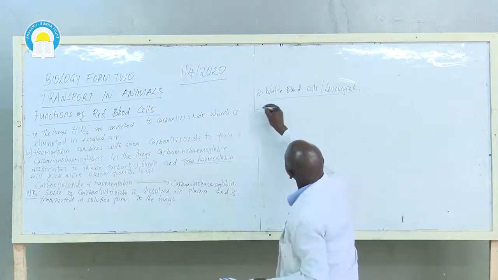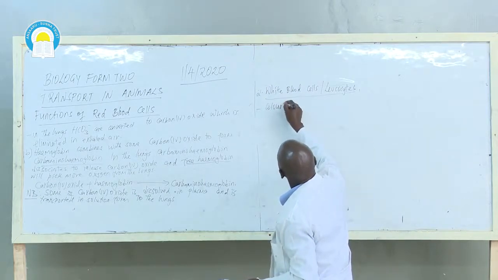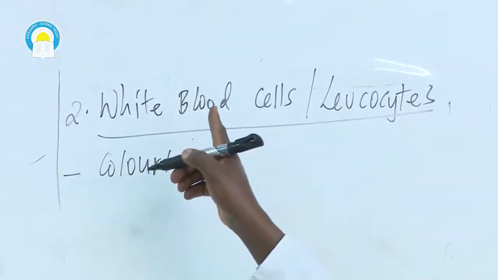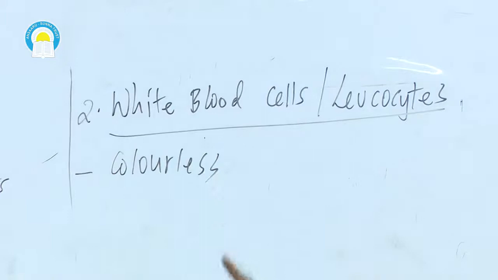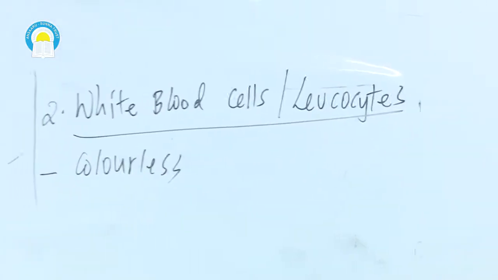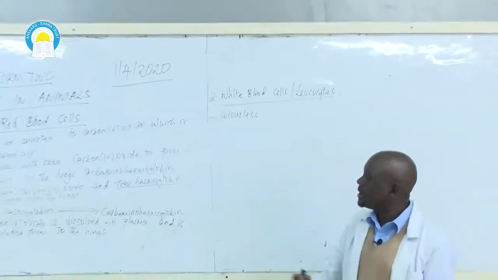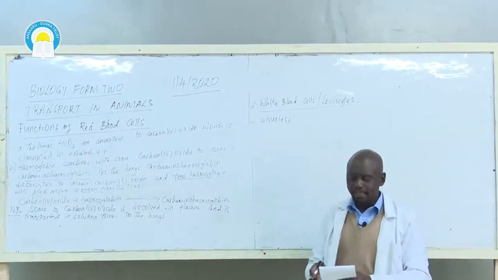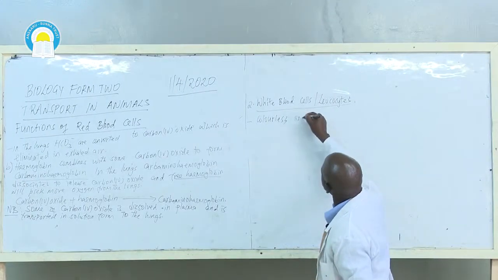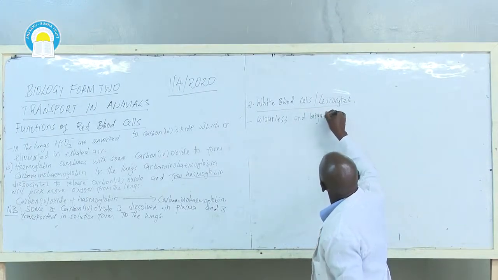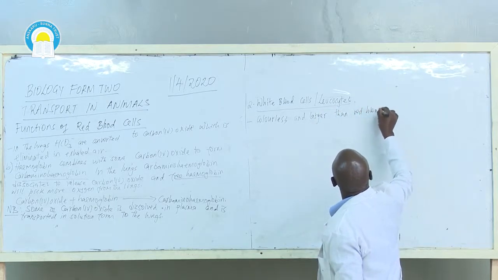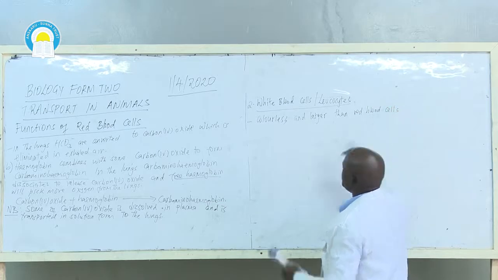What is the nature of these cells? One, they are colorless. Although the term we use is white, they are not white in color. They are only given the name white to distinguish them from the red blood cells, which are red in color due to the presence of the pigment known as hemoglobin. And the other characteristic is that they are larger than red blood cells. So their size will be larger.